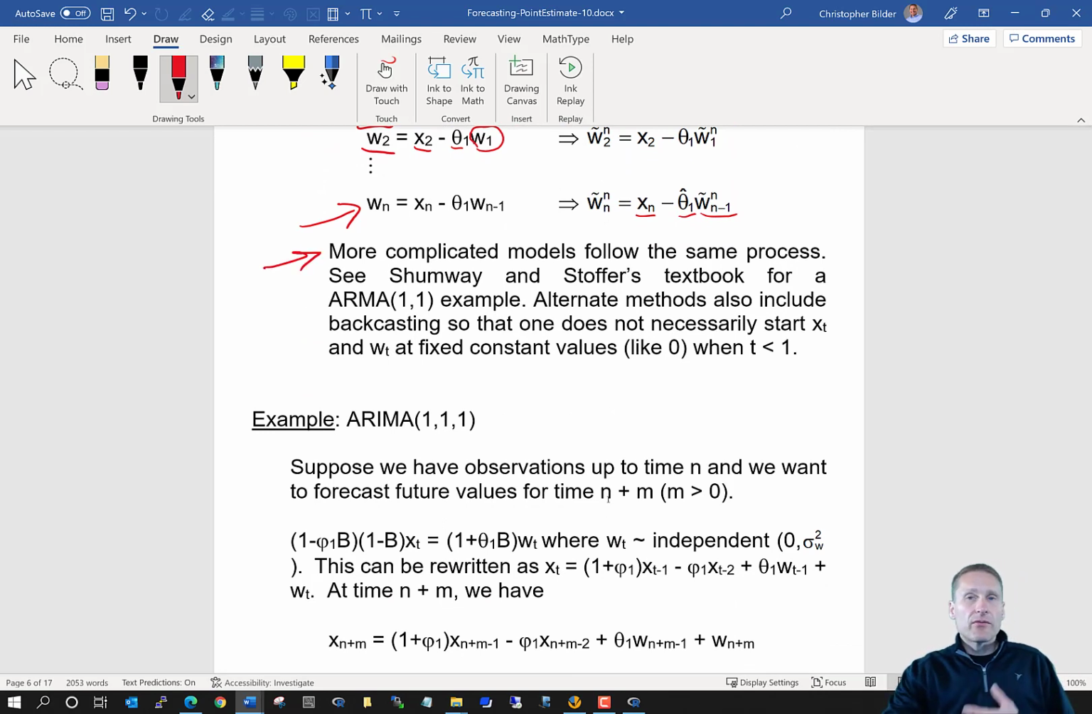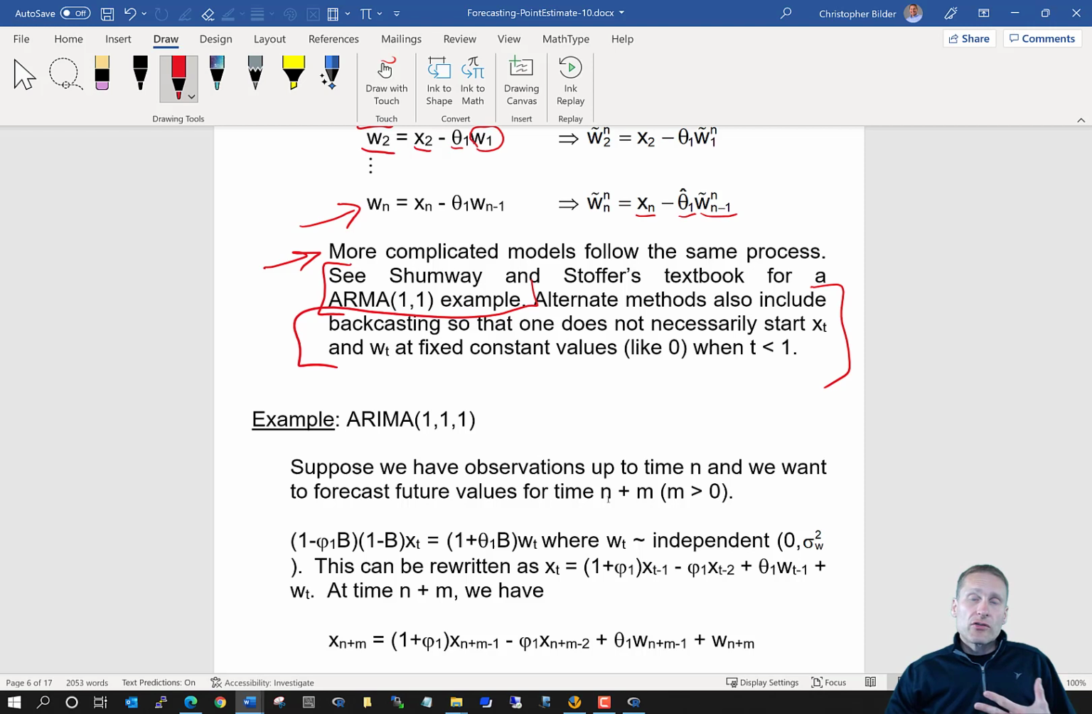More complicated models follow this same process. If you want to see another example of this, Shumway and Stoffer's book have an example dealing with an ARIMA 1,1 model. We will simply, rather than going through this by hand, focus on getting the residuals that are automatically found for us in R, rather than going through all this step by step by hand. So as you will see shortly, R automatically does these calculations for us. Now do note though, there are alternate ways to find these residuals. I've essentially shown you what the easiest is.